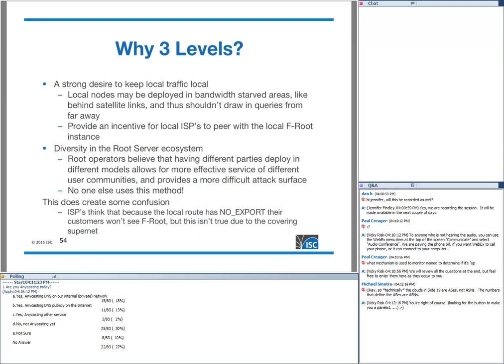Next slide. So why do we have these three levels? Why do we do this? It's a strong desire to keep traffic local. A number of the F-root local nodes, which make up the majority of F-root, are in areas that may be constrained in terms of network capacity. They're in developing areas of the world sometimes. And the reason we have these levels is a strong desire to keep too much traffic away from those. We want to try to keep traffic as local as possible, and then have additional traffic that is not peering a local node go to the global nodes, since they are well provisioned for that amount of traffic.